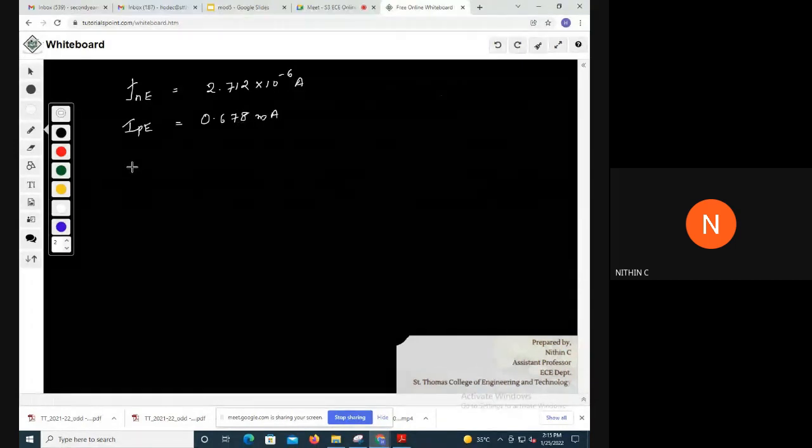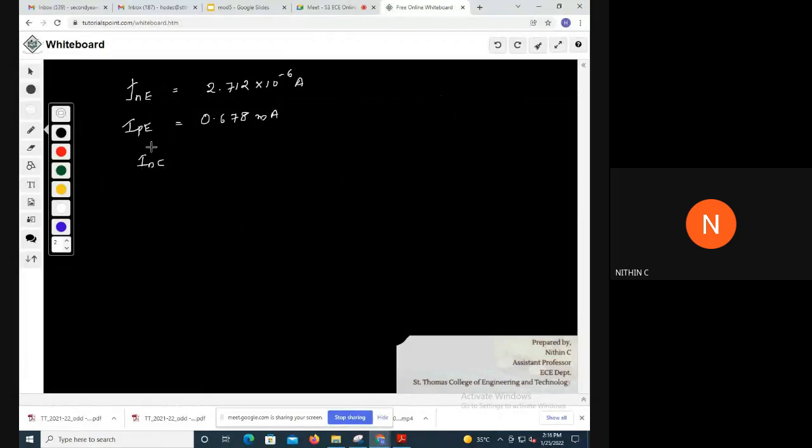Then it's given INC. I hope you know the different terminologies, what is INE, what is IPE and all. We are actually mentioning about BJT. It's the case of our transistor. It's not related to MOS cap. I'm just giving a problem with respect to transistor. So INC is 9.4 into 10 raised to minus 15 ampere.